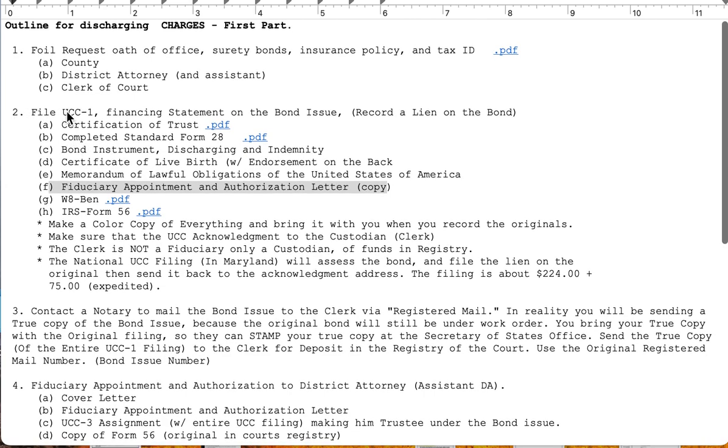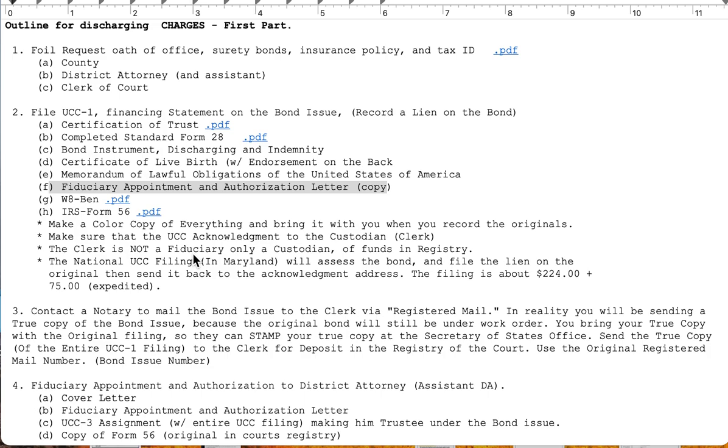If you notice here, step 2 says file the UCC financing statement on the bond issue. All of these documents is the bond issue. So once all of these are created, a UCC1 will be filed. And when the fiduciary, which is the district attorney, the one who's responsible for discharging the charges, when he receives this bond and everything, he's not going to actually receive the bond. He's going to receive a fiduciary appointment, an authorization, and a UCC3 assigning him the rights and interest in the entire bond issue.